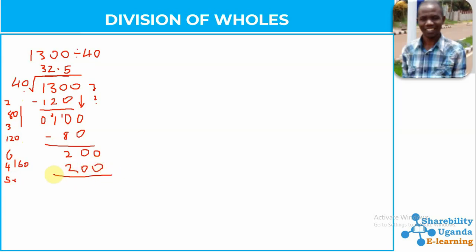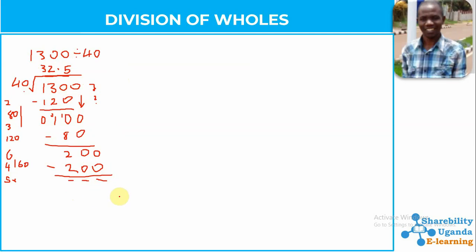So now here we do what? We subtract. We get 0, 0. So this simply means we have been able to get the number that goes into this. So when we divide our 1,300 by 40, the answer is 32.5. That is the answer that we can give.